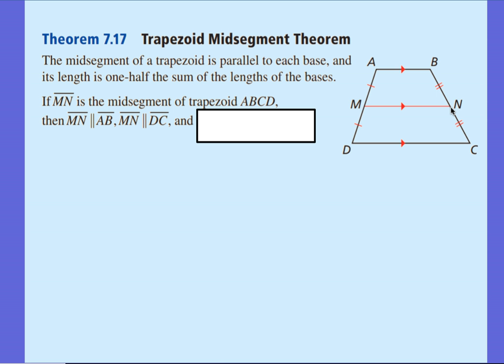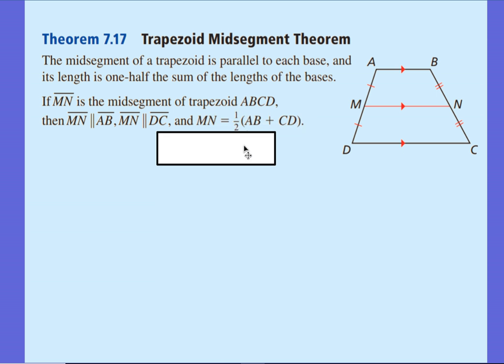Well, what's true about the midsegment? The midsegment has a handful of characteristics. Specifically, MN, the midsegment, is parallel to both of the bases. If you remember correctly, we actually had a transitive property of parallel lines. So if AB is parallel to DC by the definition of a trapezoid, and MN is parallel to one of them, well, that means that by the transitive property of parallel lines, it must also be parallel to both of them. So that is one characteristic of our midsegment.